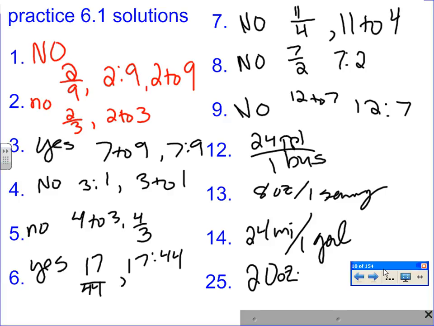Ready? Okay. Starting with 15, if you did them. 2.6 gallons for every 1 minute. 16, 250 calories for every 1 hour. 17, $25 per 1 share. Does everyone hear me okay? Okay. Sorry, guys. 18 is yes. 19 is no. 20 is yes. Does anyone need me to repeat any of the ones I just said?